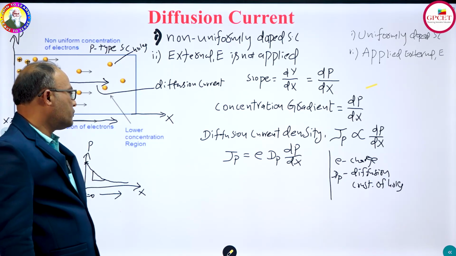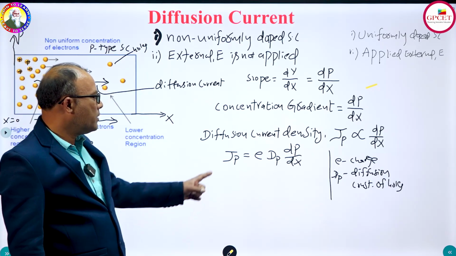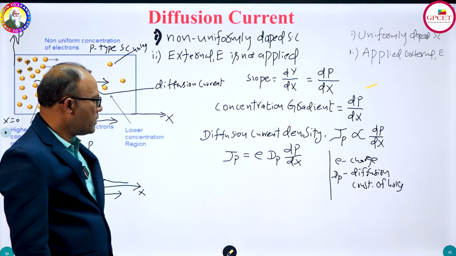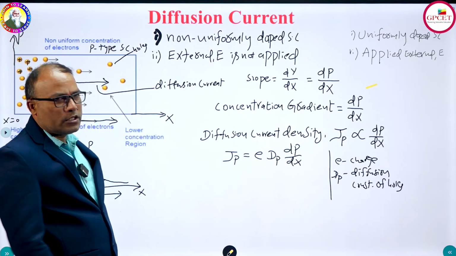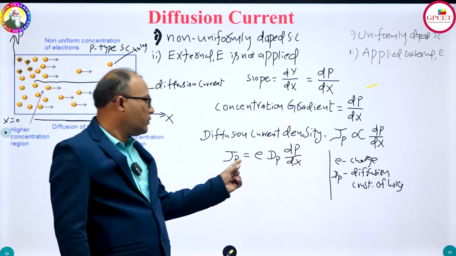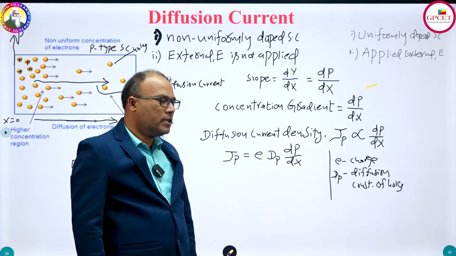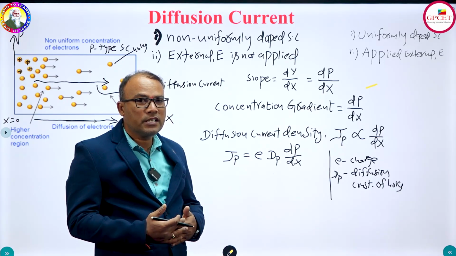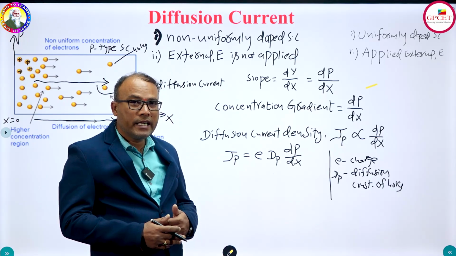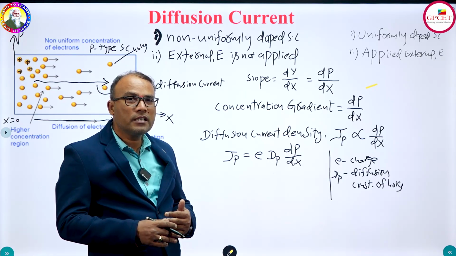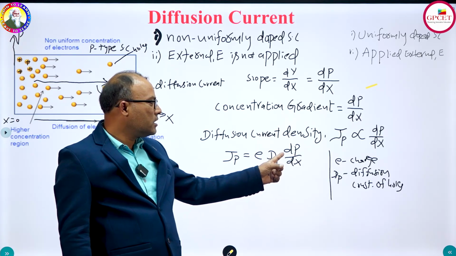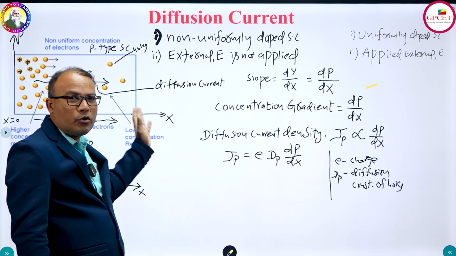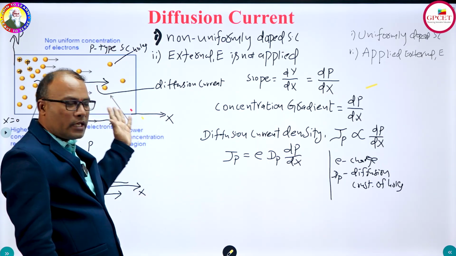So a formula exists for diffusion current density: Jp is equal to e Dp into dp by dx. But as you know, holes are positively charged particles. In this formula, dp by dx is a negative quantity because it is decaying, because the concentration is decreasing. A decrement can mathematically be written as a negative one. So dp by dx is a negative quantity, but here we are talking about holes, because it's a p-type semiconductor.